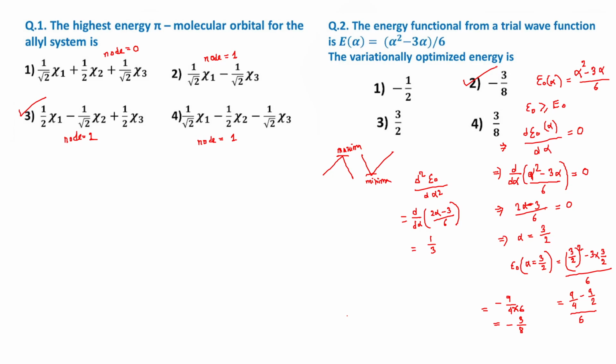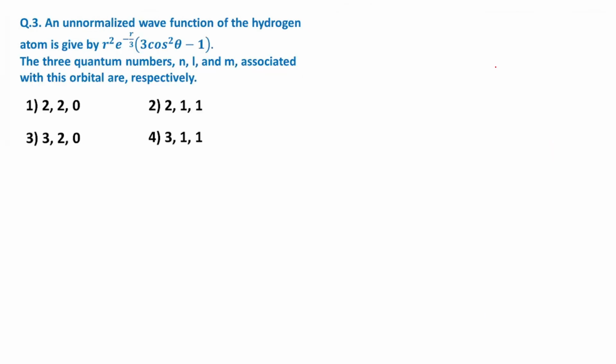You can see that today I have uploaded the previous day's recording session on YouTube, where we have done a few numerical problems on the variational theorem, where the trial wave function is given in the question, and what steps are to be taken to get the variationally optimized energy, that we have done for two numerical problems. And here also we have done a simpler problem. I hope the concept is clear. Now let us go to the next question.